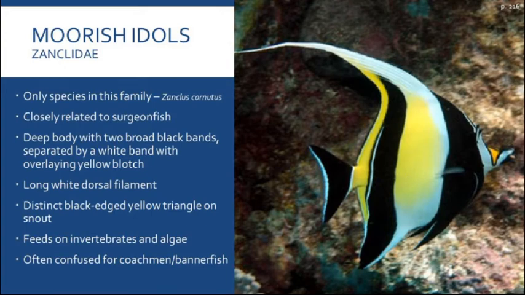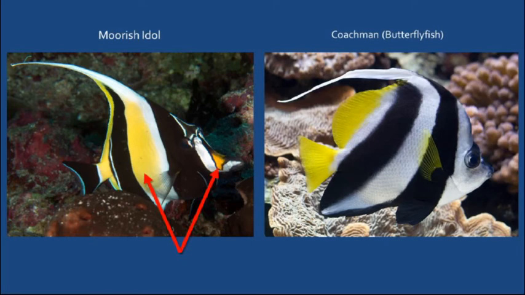On this white area, you can see it's kind of like a watercolor effect of yellow on it. Now, these guys are often confused with coachman or bannerfish, and we know that the coachman and the bannerfish are actually a type of butterflyfish. So I've put the two next to each other just so you can see. From first glance, it is quite easy to mix them up because they've both got those dark bands. We can see a little flash of yellow, so if it was swimming away from you, you'd probably struggle to identify it.